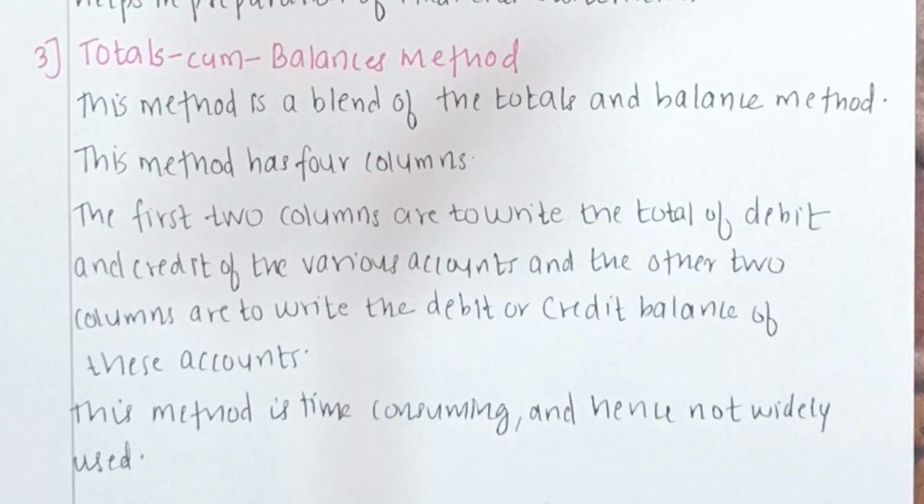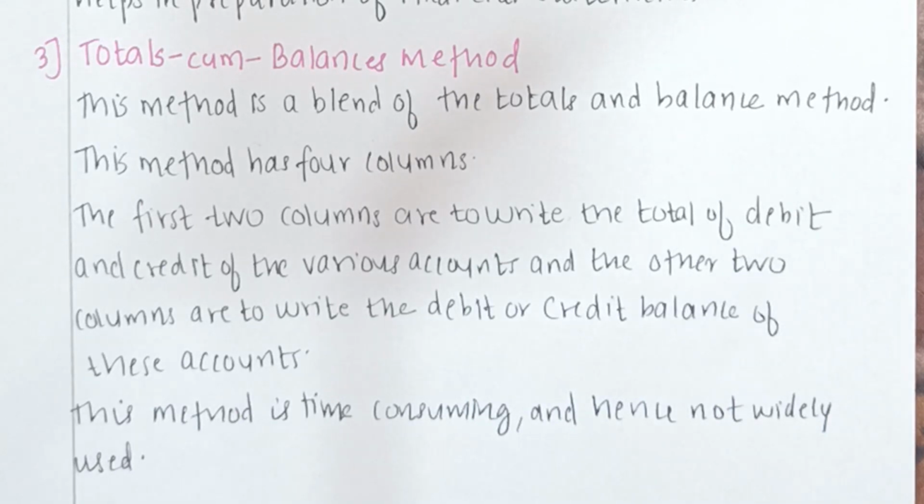And the last one is the total cum balance method. You can see that it is a blend or a mixture of the total method and the balance method. This method in total has 4 columns. The first 2 columns are to write the total of the debit and the credit of the various accounts, and the remaining 2 columns are to write the debit and the credit balance of these accounts. In this method it is considered to be very time consuming, and therefore it is one of the reasons why this method is not widely used. The method that is widely used is the balance method.